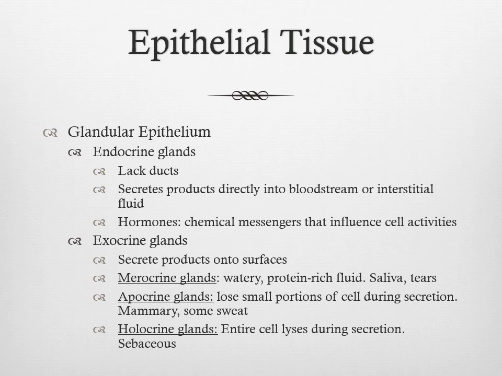And then we have holocrine glands. Holocrine glands are the ones that are going to give us things like acne. And so sebaceous types of glands are going to have those secretions, and those can then get clogged up and cause us a problem.